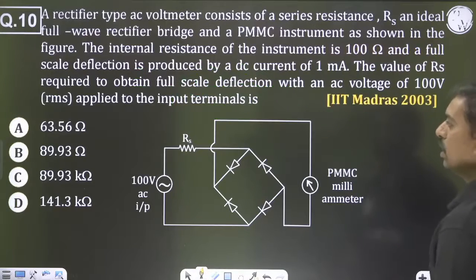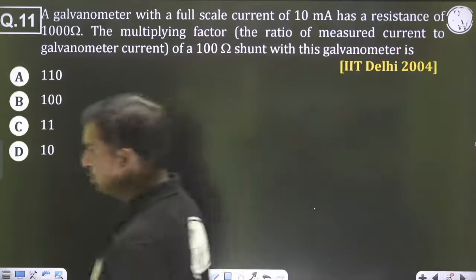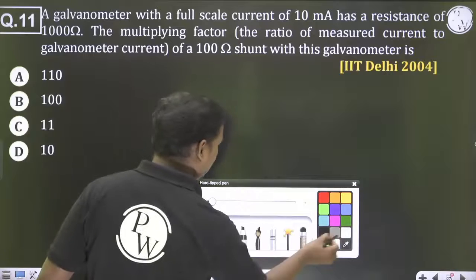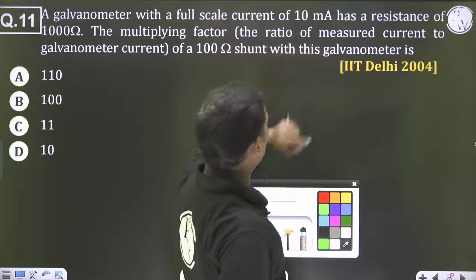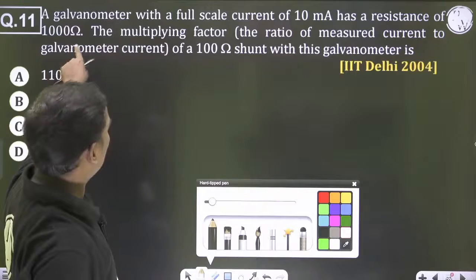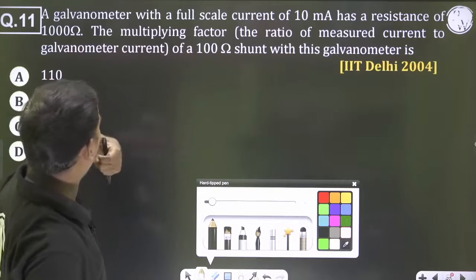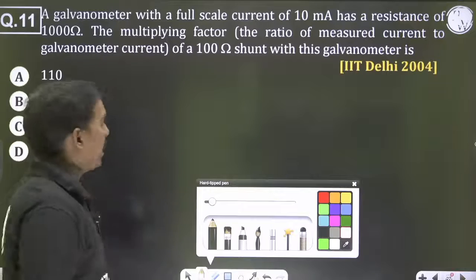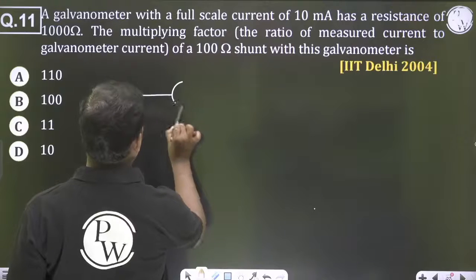These questions are under the rectifying instruments. Let us practice more questions on range extensions. Let us see this question again. A galvanometer with a full scale current of 10 milliamperes has a resistance of 1000 ohms. The multiplying factor, the ratio of measured current to galvanometer current, of a 100 ohm shunt with this galvanometer is dash. See what is being asked, try to understand. Please, I always suggest to draw the diagram, otherwise you will get confused.